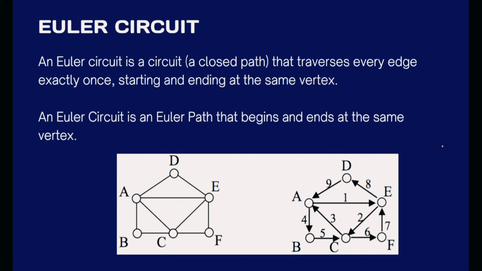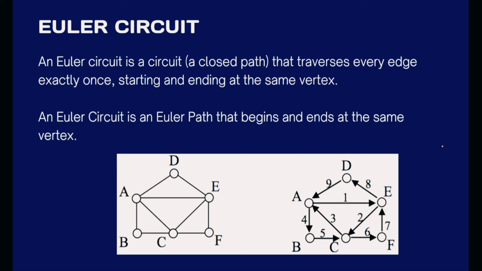And now coming to Euler circuit, an Euler circuit is a circuit that traverses every edge exactly once, starting and ending at the same vertex. This is the same as an Euler path, but the condition is that the starting and ending vertex should be the same. It is also an Euler path that starts and ends at the same vertex.